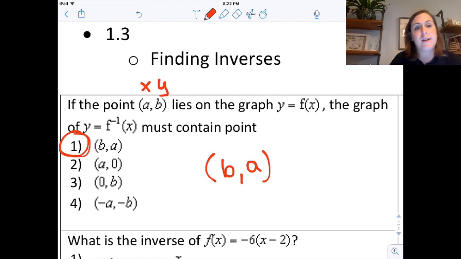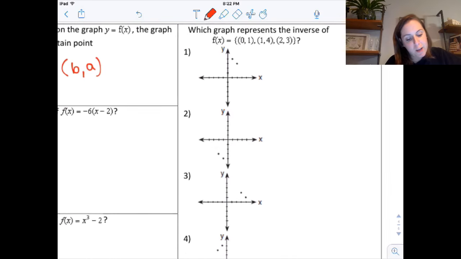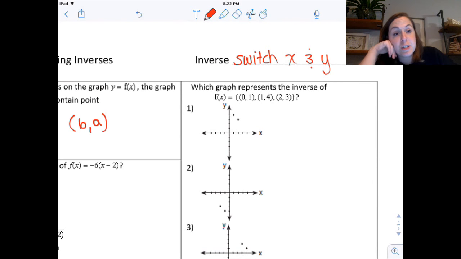All right, next one. What graph represents the inverse of this function? So I'm going to start by writing the inverse. That's going to help me a little bit. So my inverse here is going to be the set 1, 0, switch your x and y.